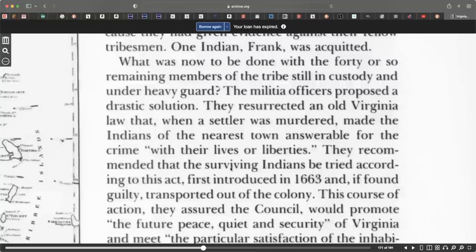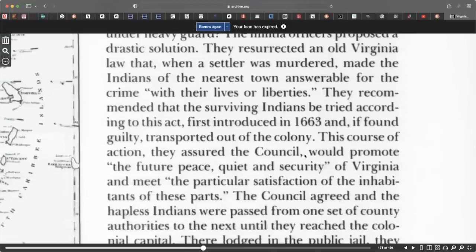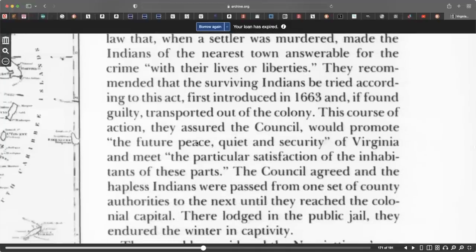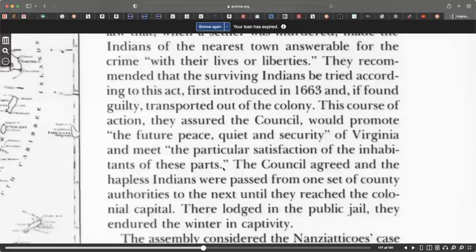So what happened? What were they thinking of doing? Transporting the whole tribe out of the colony. This course of action, they assured the council, would promote the future peace, quiet, and security of Virginia and meet the particular satisfaction of the inhabitants of these parts. So they're like, yeah, we'll finally be able to take over their land and nobody's going to resist or fight us. And we already got the other Indians on our side and making treaties with us.